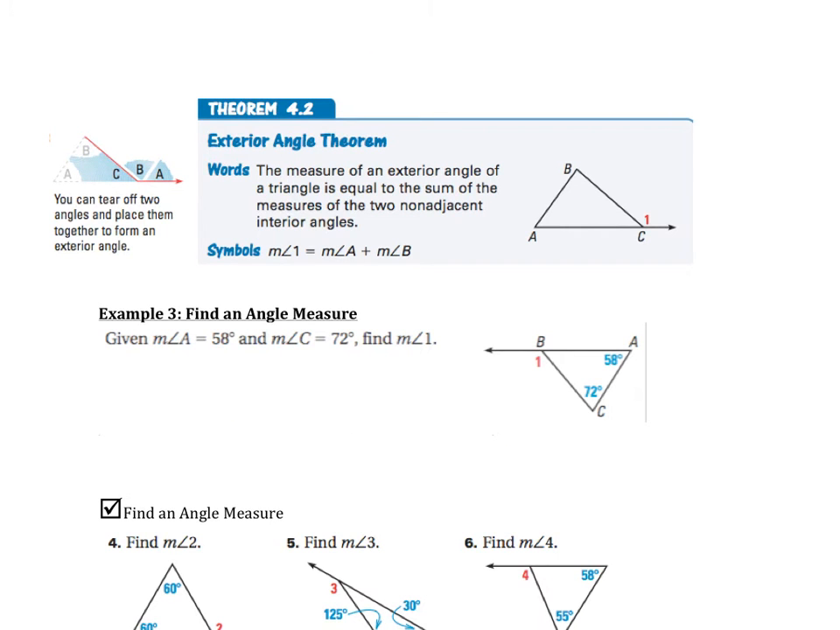Okay, so the measure of an exterior angle equals the sum of the two non-adjacent interiors. So the two that are not attached, if you add those together, that'll give you the exterior angle.